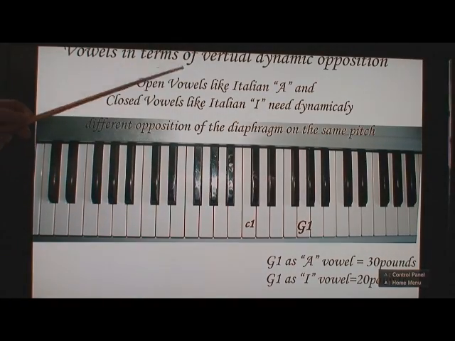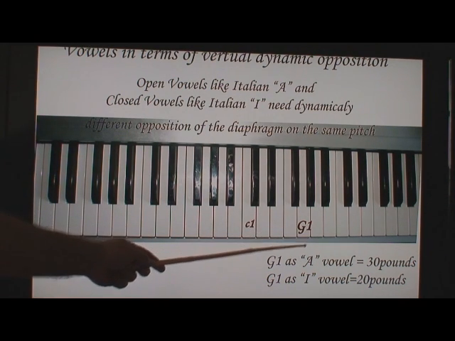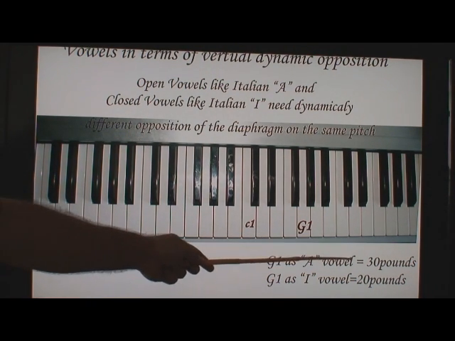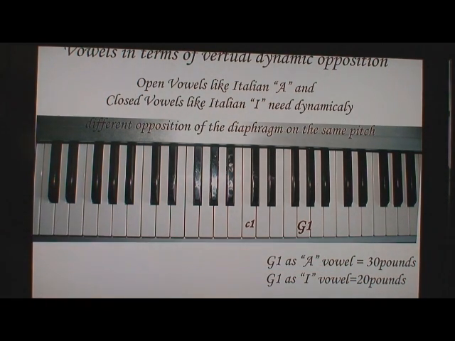Vowels in terms of DOVP. Open vowels like Italian A and closed vowels like Italian E need dynamically different opposition of the diaphragm on the same pitch. So if you're singing G as an A vowel, you need 30 pounds. And if you sing G as an I vowel, you need 20 pounds. Of course, I just want to remind you that this is not a very precise science. I'm talking relatively about how you would feel when you support those sounds.